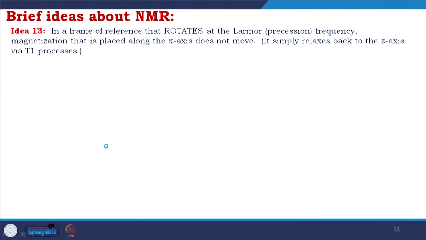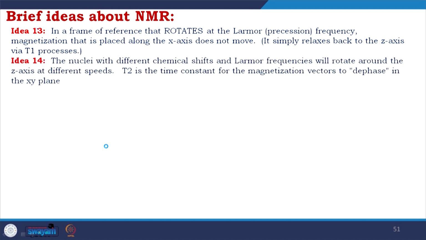In a frame of reference that rotates at the Larmor precession frequency, magnetization that is placed along the x axis does not move; it simply relaxes back to the z axis via the T1 process. The nuclei with different chemical shifts and Larmor frequencies will rotate around the z axis at different speeds. T2 is the time constant for the magnetization vector to dephase in the xy plane.